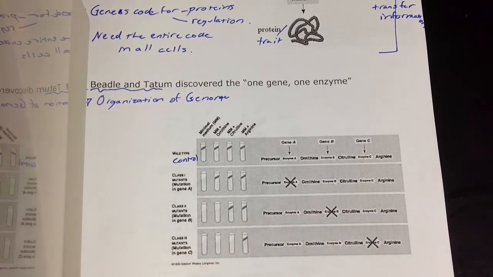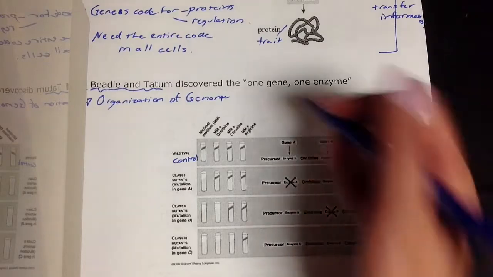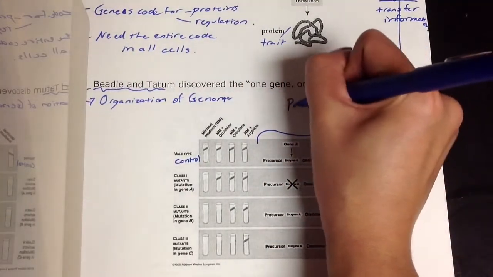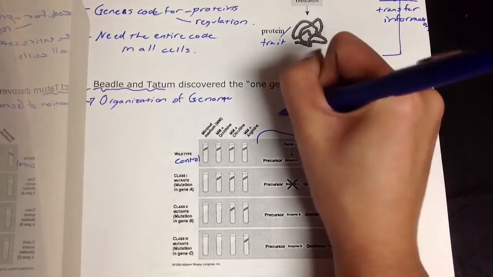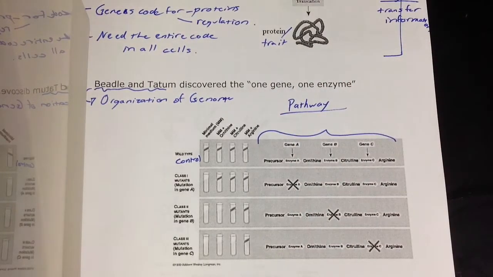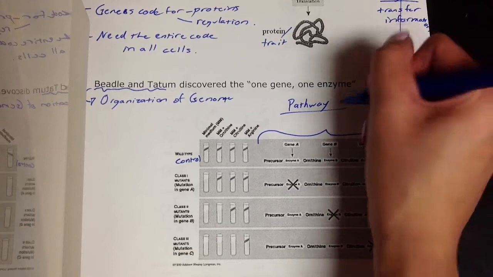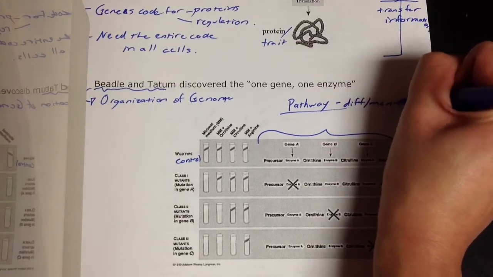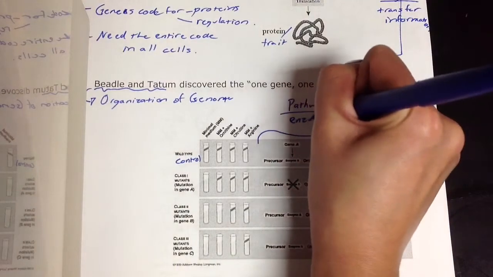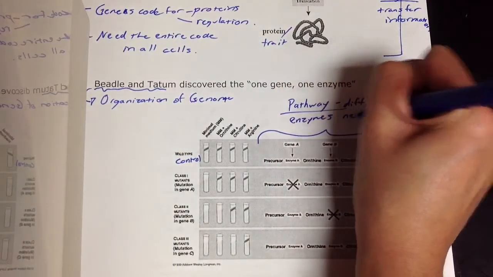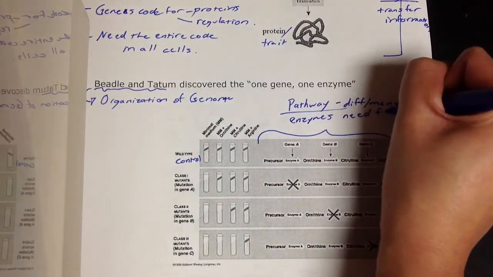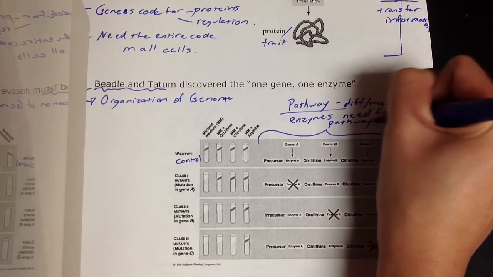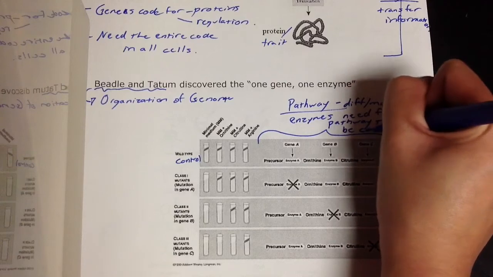The main thing here is that this is a pathway of some enzymes and of some proteins that are being made. And it's basically saying that many enzymes are needed for the pathway to work. We can even say to be complete.